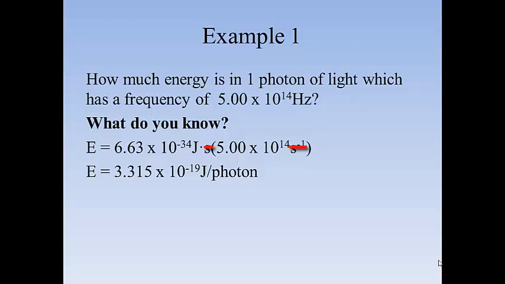But both the 6.63 and the 5.00 have 3 significant figures. So your final answer is 3.32 times 10 to the minus 19th joules per photon.